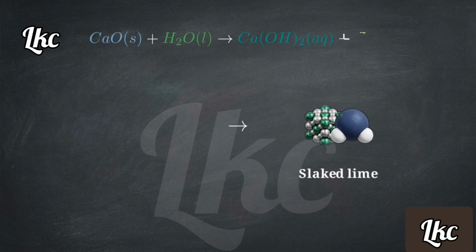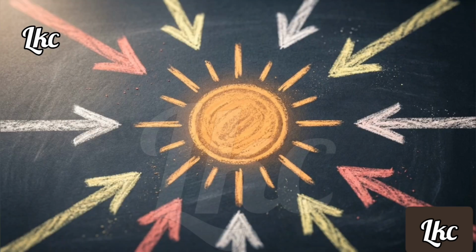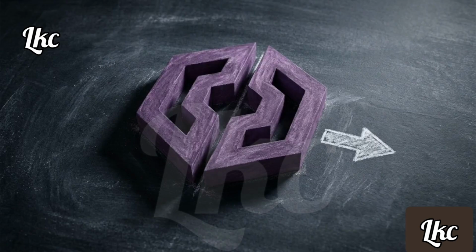This structural merging releases significant heat into the surroundings. We define any reaction that releases heat alongside products as an exothermic reaction. Combination reactions are characterized by structural unification, a process that frequently releases energy to the environment. The inverse of this process is the decomposition reaction.